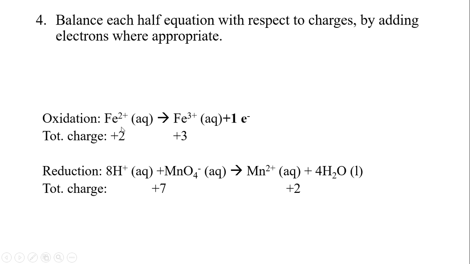The oxidation half equation can easily be balanced by just adding 1 additional electron. Then it will change into 2 plus here, because we balance the charges, and we have 2 plus here. But for the reduction, we're going to need quite a few more electrons. We have to add 5 electrons here to bring this +7 down to +2. If we do that, we will have the same number of total charges on both sides.